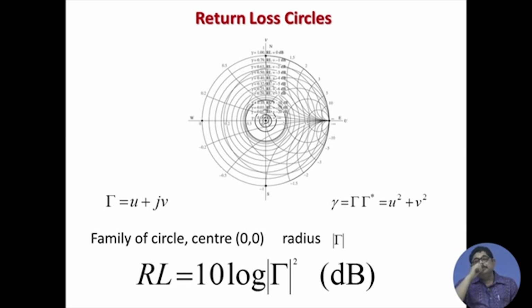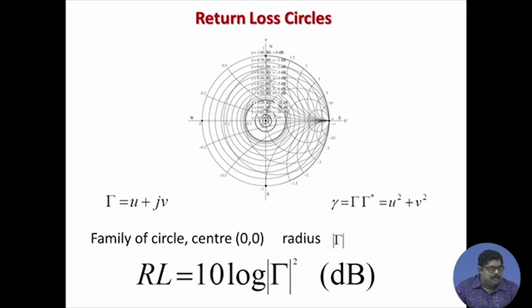Now consider the Smith chart as a UV chart, a reflection coefficient chart. U squared plus V squared will represent a family of circles with center at 0, 0 and radius given by the gamma magnitude. So, you can plot the locus of various circles of various return losses and see whether your impedance points are within that circle. If they are within that circle, you know that the return loss is manageable.